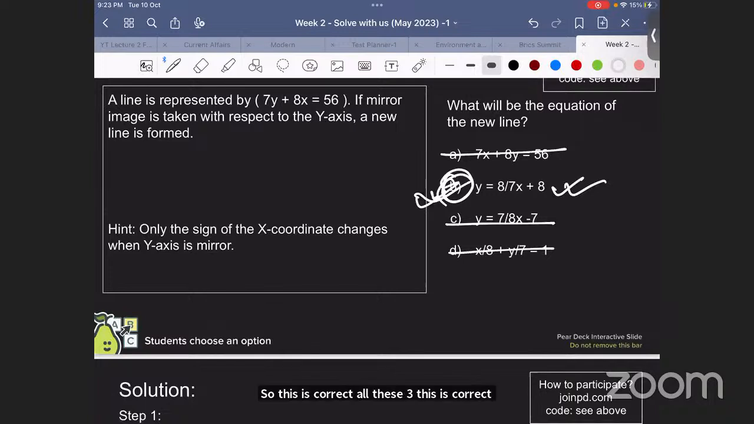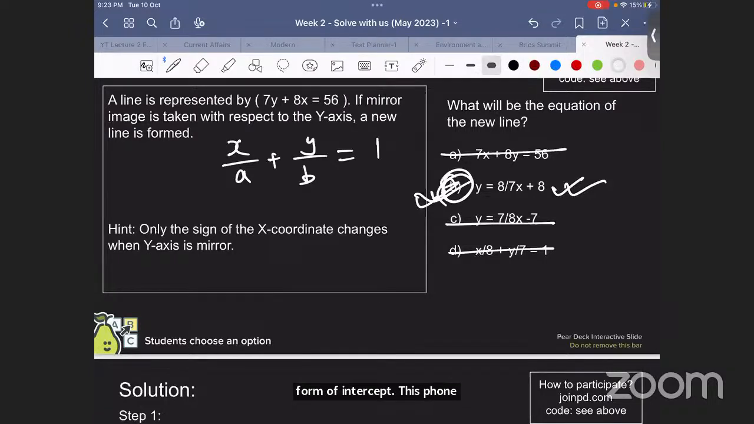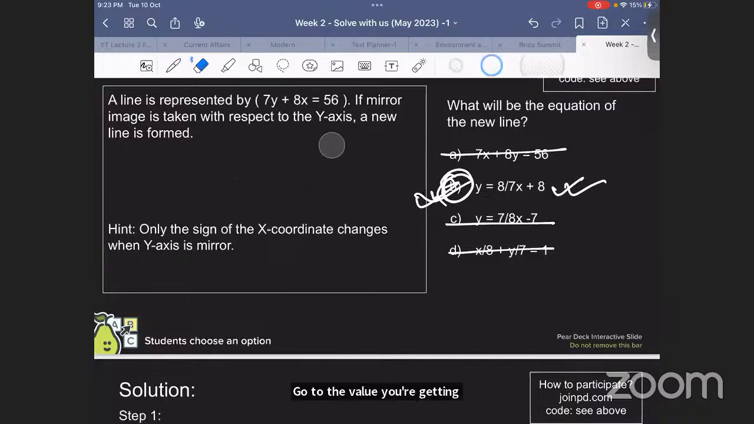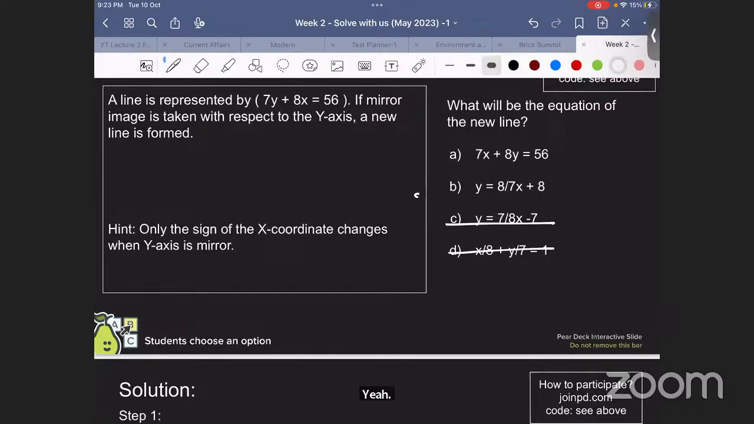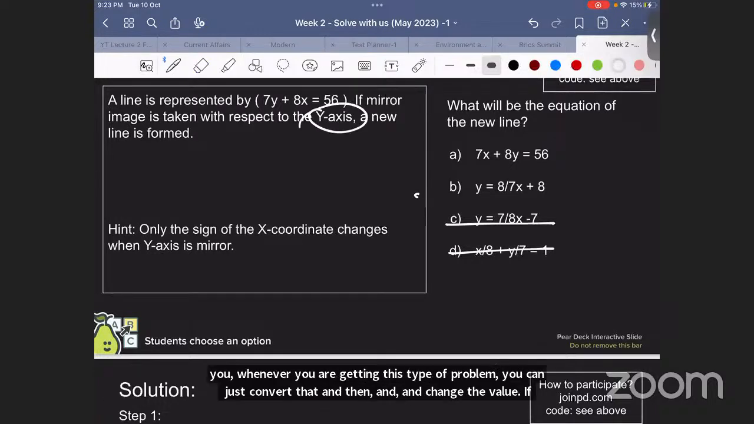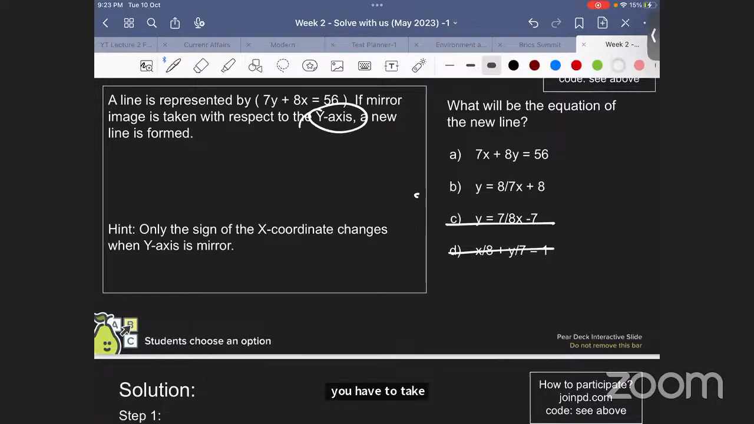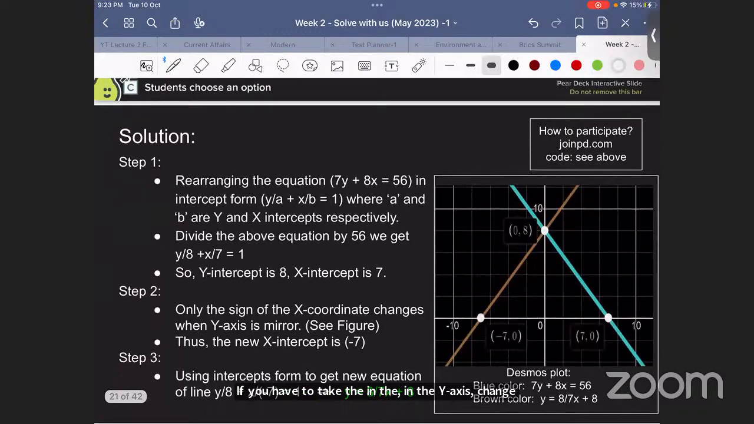You just calculate in the form of intercept. Sir, even directly, 56 and 7 is divisible. Yeah, that is fine. But I'm telling you, whenever you get this type of problem, you can just convert that into intercept form and change the value. If you have to take it on the y-axis, change the value of x, and if you have to take it on the x-axis, you change the value of y. That is what you have to do.